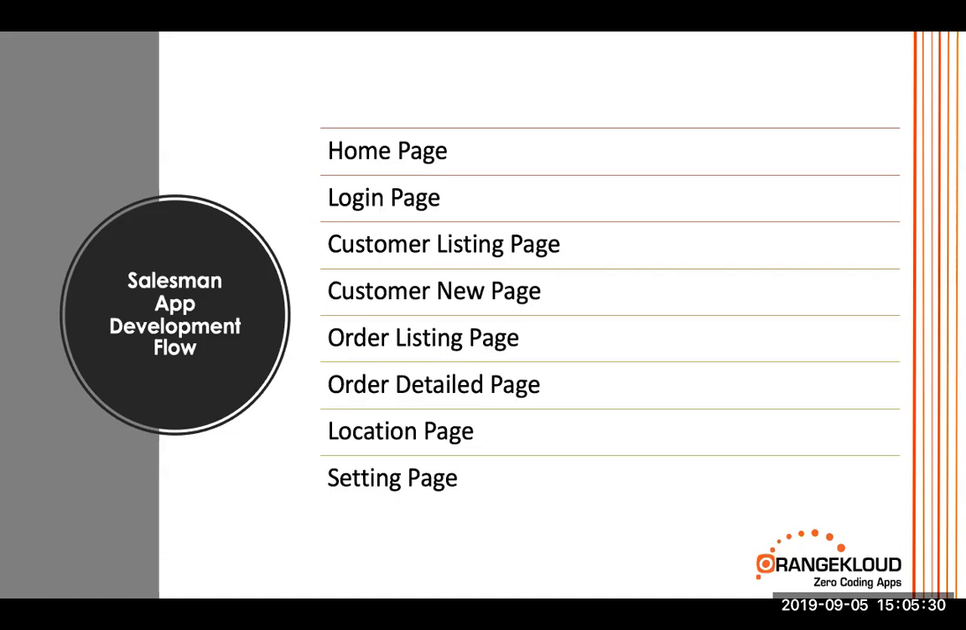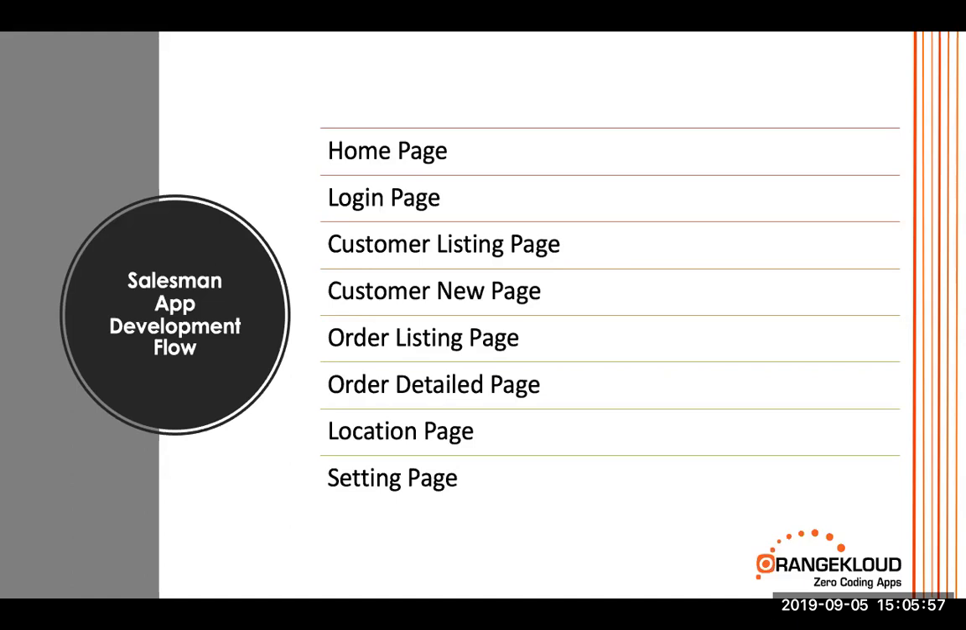Customer listing page is just the listing of the customer. Then we are allowing the salesman to create a new customer. So there you can see the customer, customer new page. Next is the listing, and then the order detailed page, for when they select from the listing of the orders, and the location page and settings page, wherein the language is, right? So these are the main things that we'll be doing together.